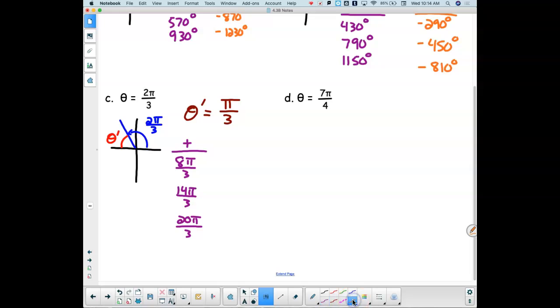Negative coterminal angles to go along with 2 pi over 3 would be negative 4 pi over 3, negative 10 pi over 3, negative 16 pi over 3. Yes?